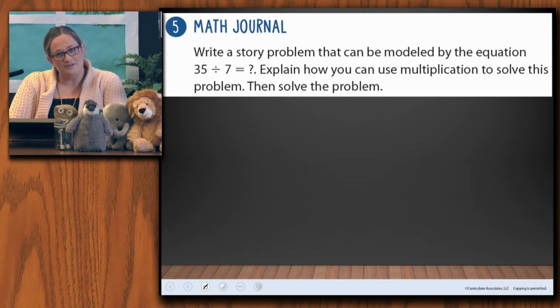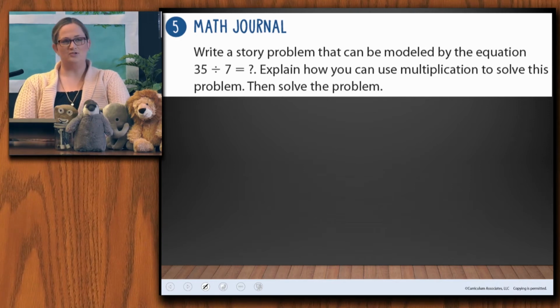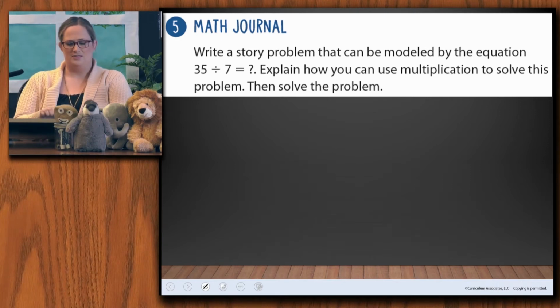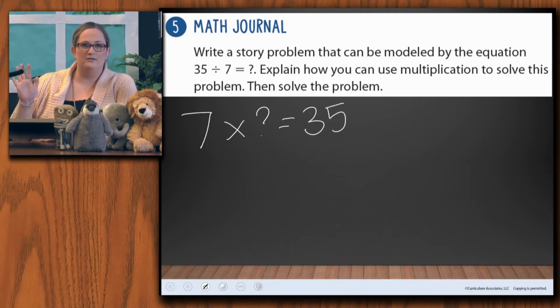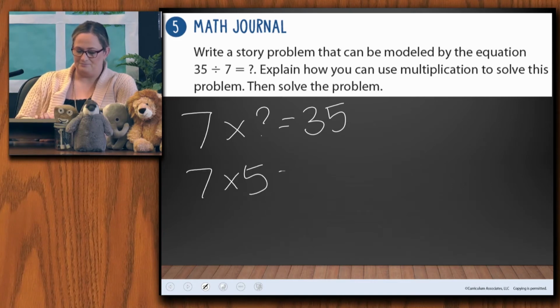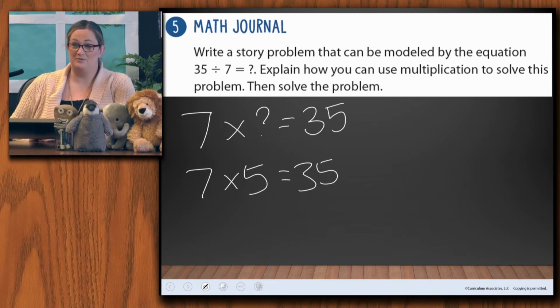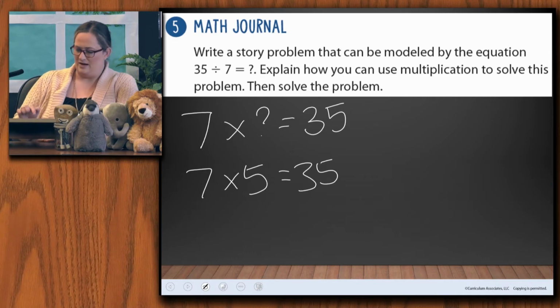35 cinnamon rolls, 7 neighbors. What's the multiplication equation we would use? 7 groups of something equals 35. Do you know it? 7 groups of 5 equals 35. So we believe it's going to be 5 cinnamon rolls each. So let's do an array and see if that's right.